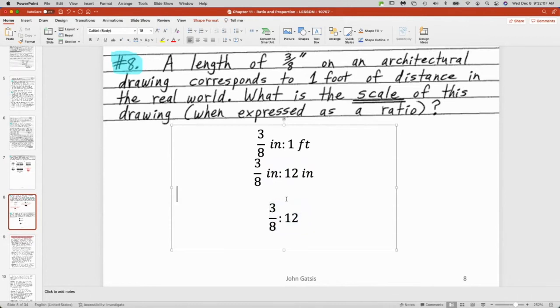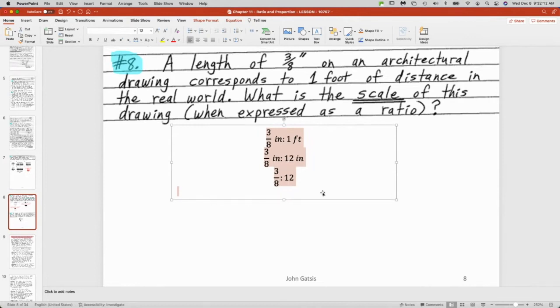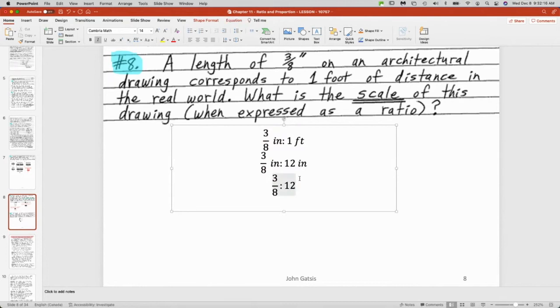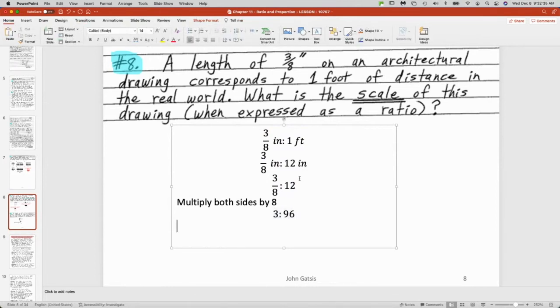Now it's a matter of you being able to reduce the fraction on both sides. Because there's no fraction on the other side, it would be a good idea first to multiply both sides by 8. And I'm going to do that here because we don't want to have a fraction. So we'll have 3, and then 12 times 8 is 96. Now, reduce both sides by dividing by 3.